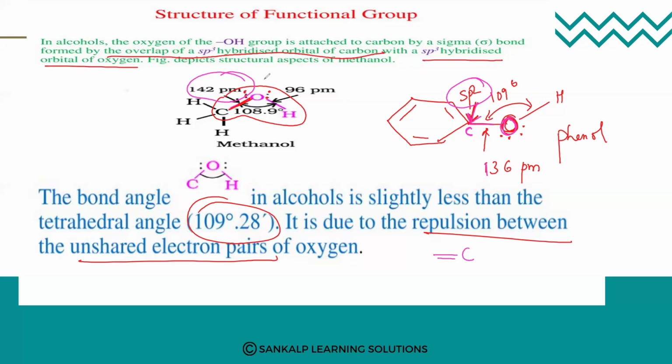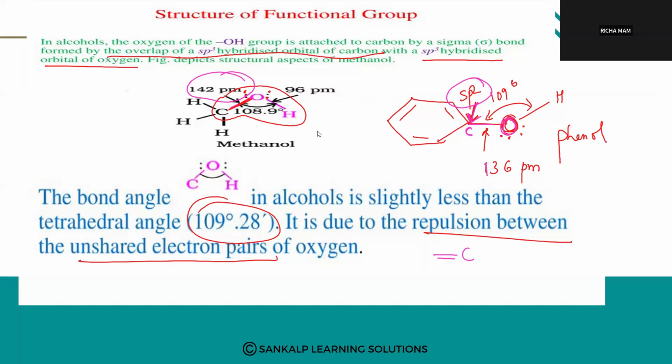Both the structures of alcohol and phenol are very important, so please go through this. Remember what has been told. If asked why the bond angle in alcohol is slightly less than the tetrahedral angle, the reason is the repulsion between the unshared pairs of electrons of the oxygen.